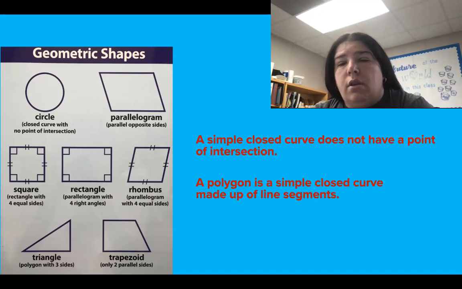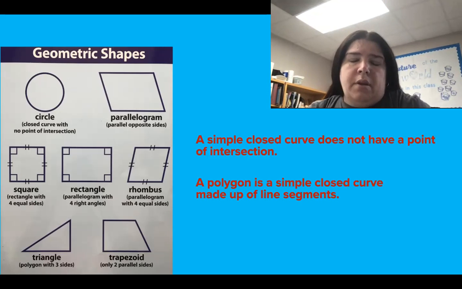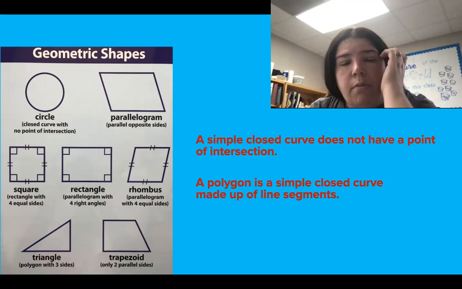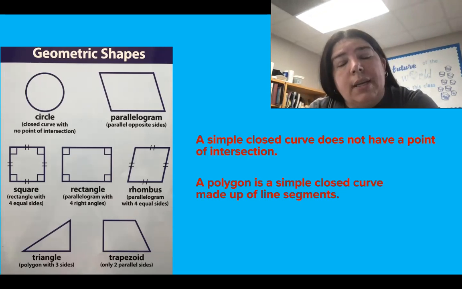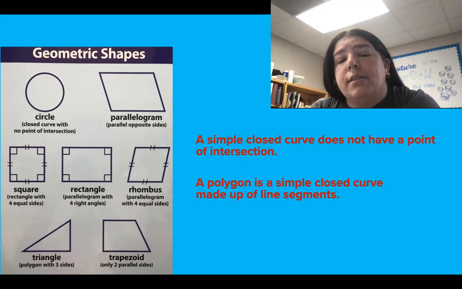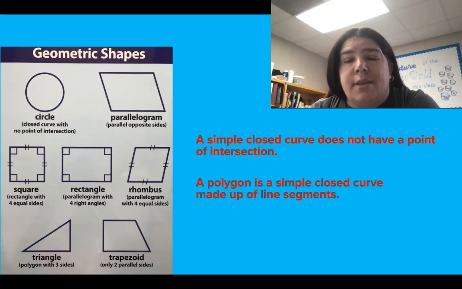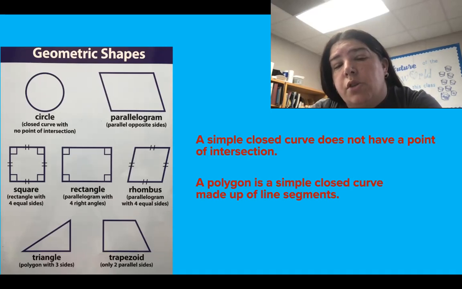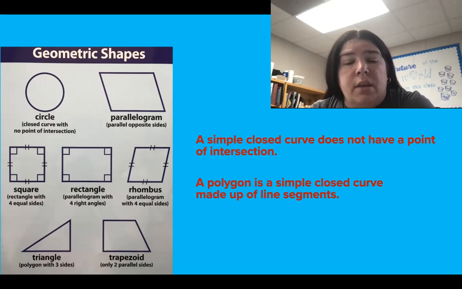Now, you probably learned about the circle as well back as a 3-year-old in K3. The circle is a simple closed curve, but it's not a polygon because it does not have any line segments. There are no straight lines that connect. So it is a simple closed curve, yes, but it does not meet the requirements for a polygon.